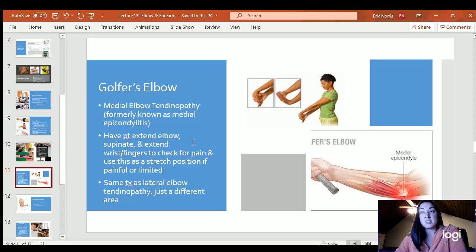You're just focusing on a different area. So still same modalities, same offloading of the area, eventually reloading the area slowly. If you're doing a friction massage, it's now on the inside portion. Same with the ice massage. All the same techniques can be used, but it's just in a different area.